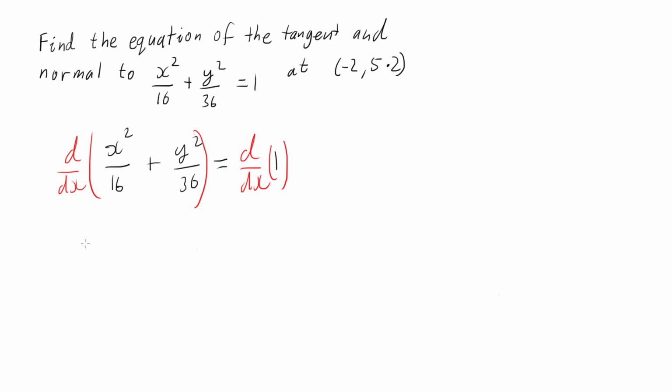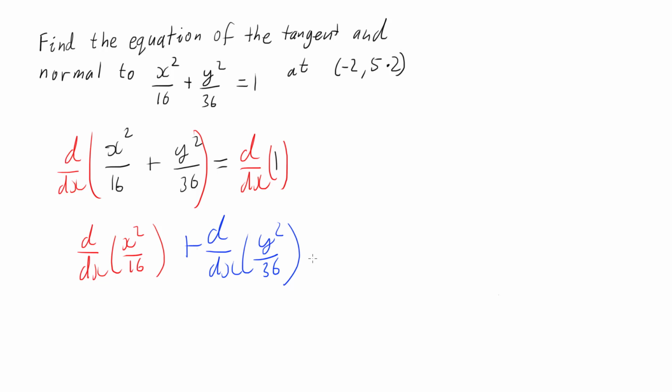That means I'm going to have d/dx of x squared on 16 plus d/dx of y squared on 36, which needs to equal, well, d/dx of 1 is 0, because the derivative of a constant goes down to 0. So let's start off with d/dx of x squared on 16.